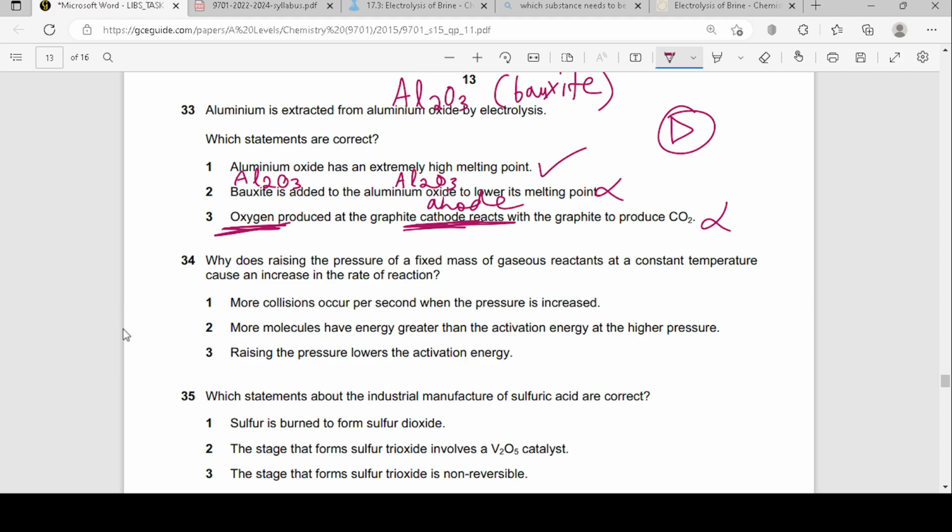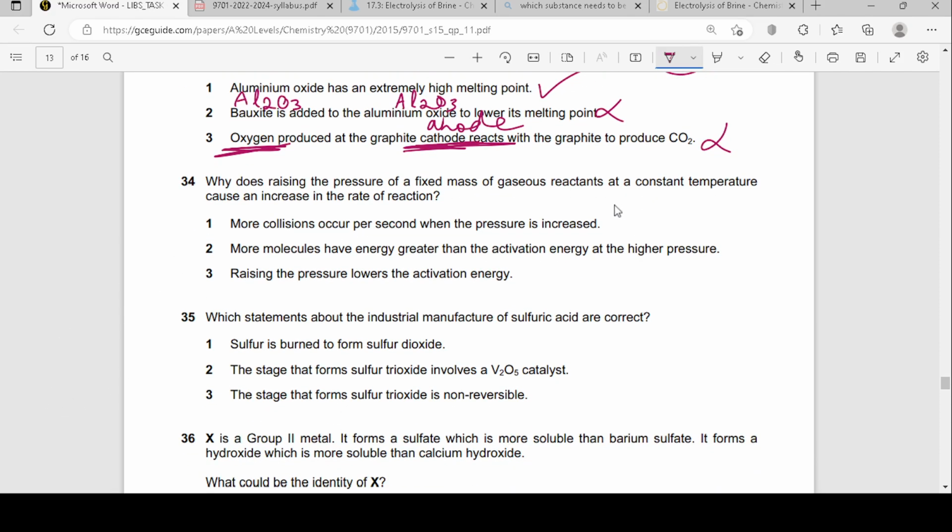So why does raising the pressure of a fixed mass of gaseous reactants at a constant temperature cause an increase in the rate of reaction? Okay, so you're raising the pressure. We know from Boyle's law that pressure is inversely proportional to volume, or perhaps a better way of writing that would be pressure is directly proportional to 1 over volume. Volume is inversely proportional to pressure. That's Boyle's law at constant temperature. Okay, and so why does this cause an increase in the rate of reaction?